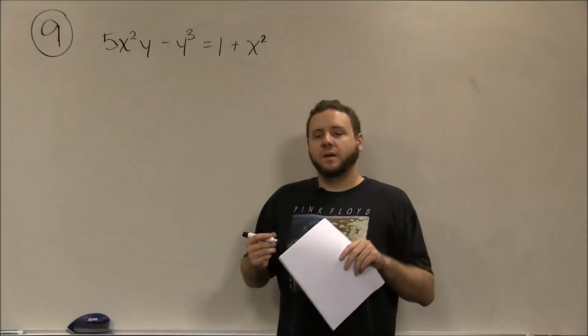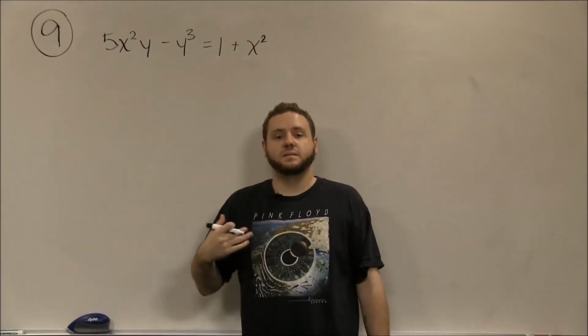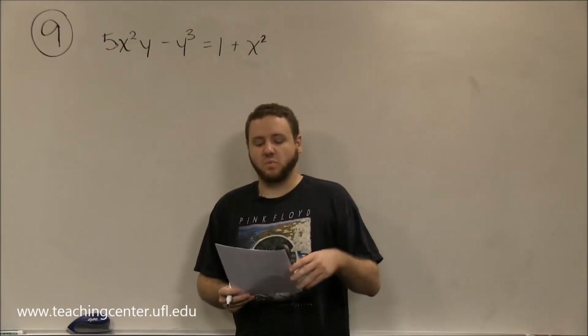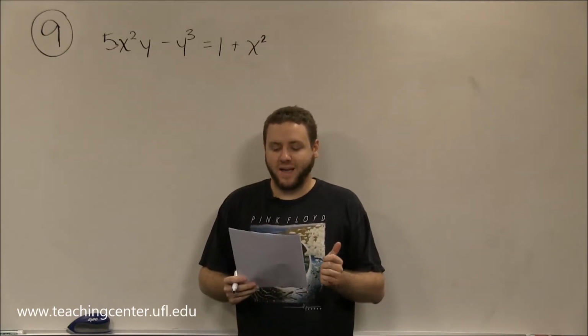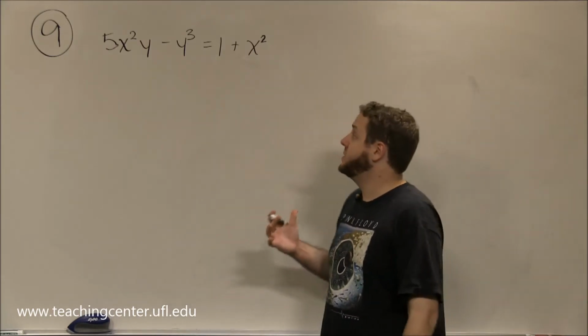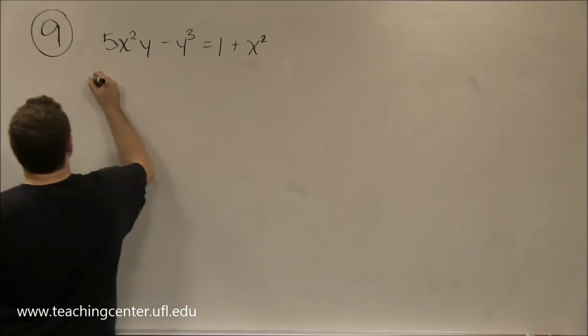Problem number 9, we have an equation that includes both y and x, where y is not a function of x, or vice versa, right off the bat. So when we're asked to find the derivative, like we are in part A, we need to make sure that we do this correctly, and for this we need to use implicit differentiation.